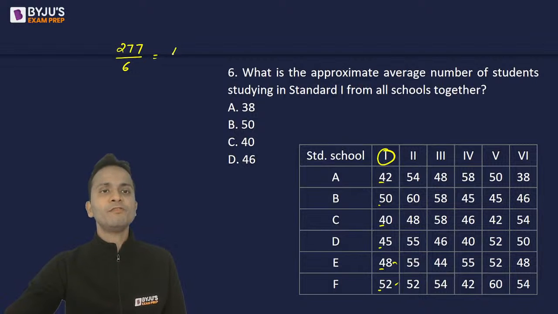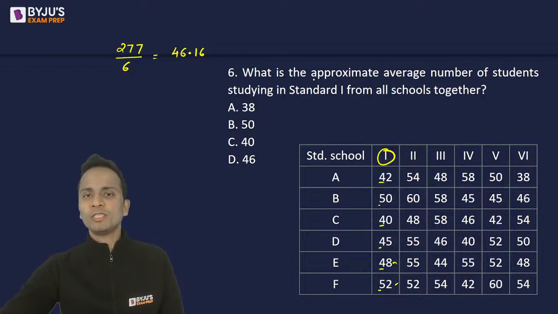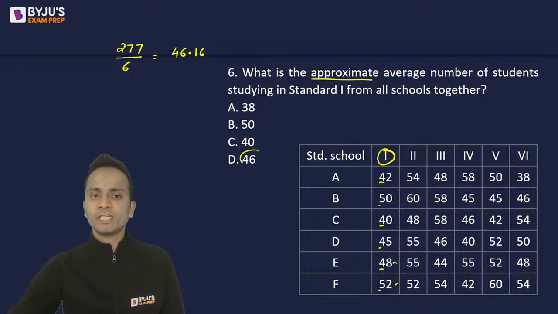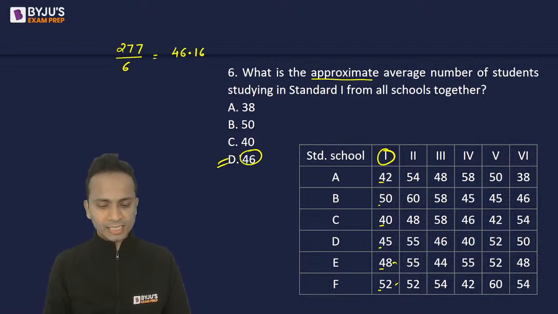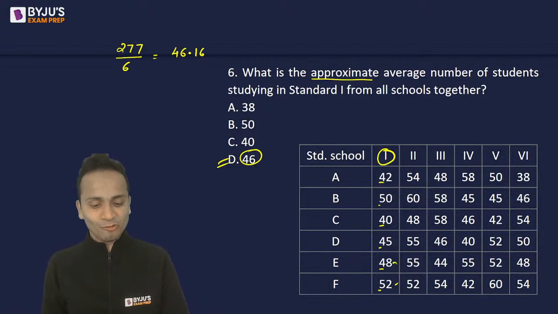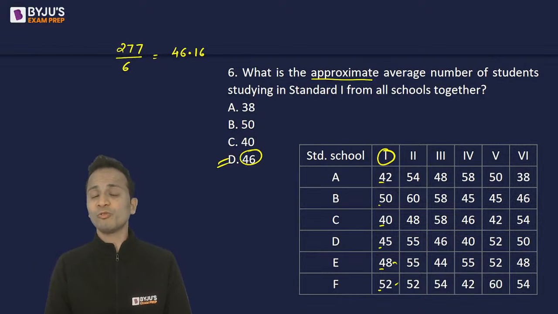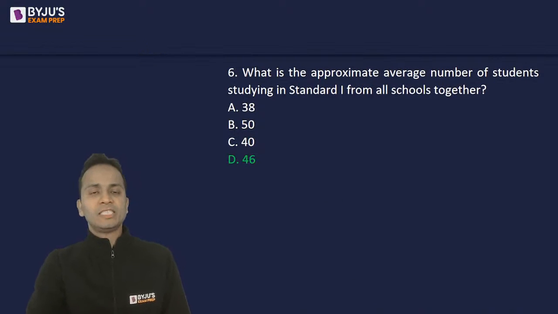So average will be 46.16, 46 point something. Now they want the approximate average. 46, option D should be the correct answer. And I can see that a lot of you have now given the answers. Nice, good to see all of you responding. Great. So question number 6, option D is the correct answer.